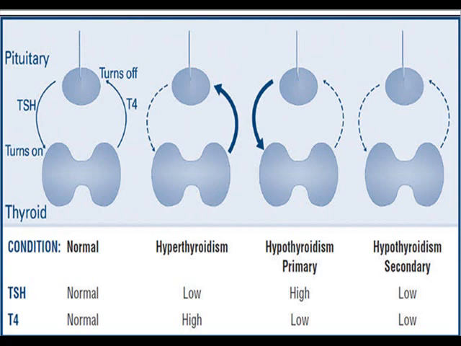In case of hyperthyroidism, the negative feedback mechanism is impaired, which will lead to low TSH level and high T4 levels. In case of primary hypothyroidism, there is a defect in the thyroid cells, leading to high TSH levels and low T4 levels. In case of secondary hypothyroidism, the defect lies either in the anterior pituitary or hypothalamus, which will cause low TSH and low T4 levels. Hashimoto's thyroiditis is primary hypothyroidism.